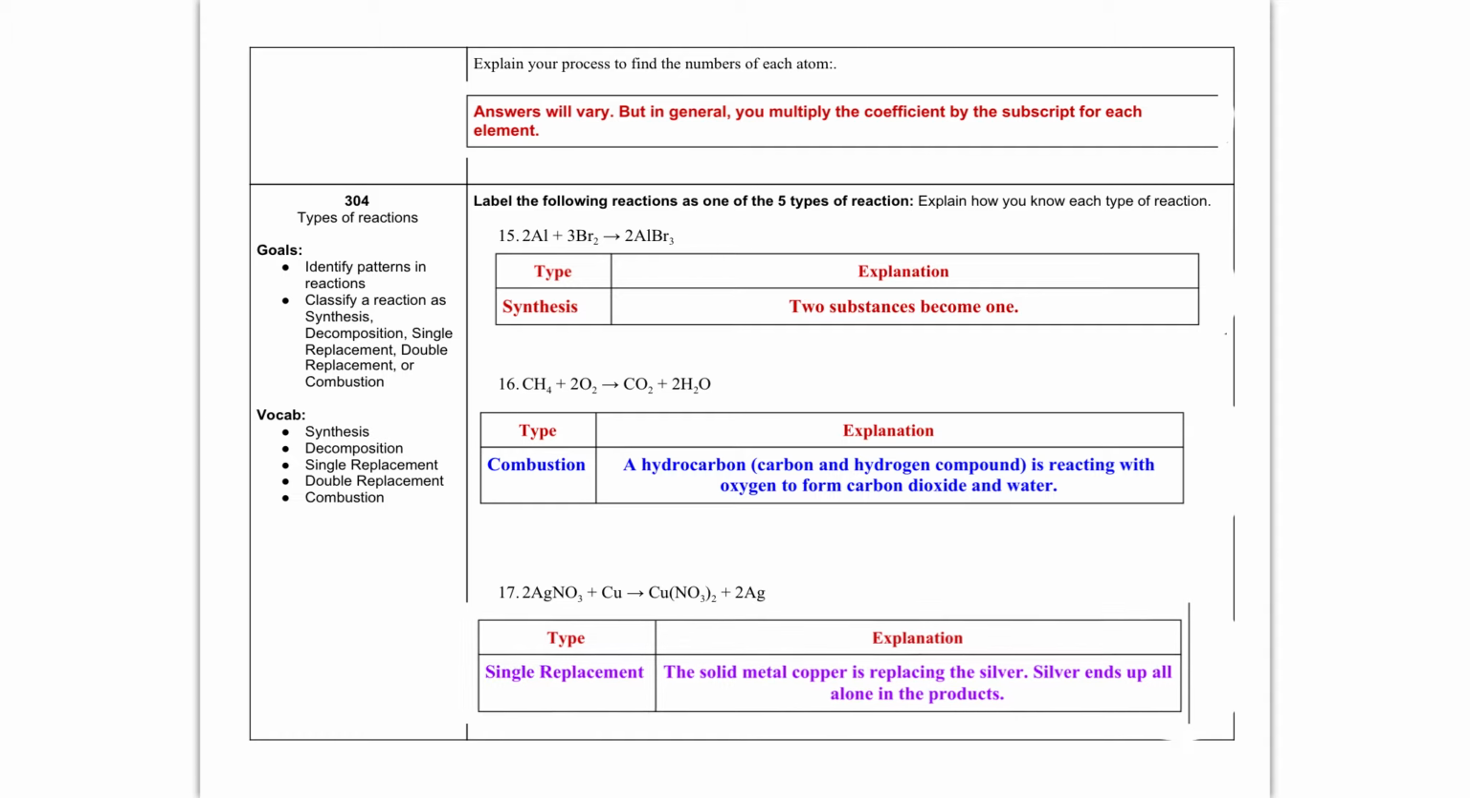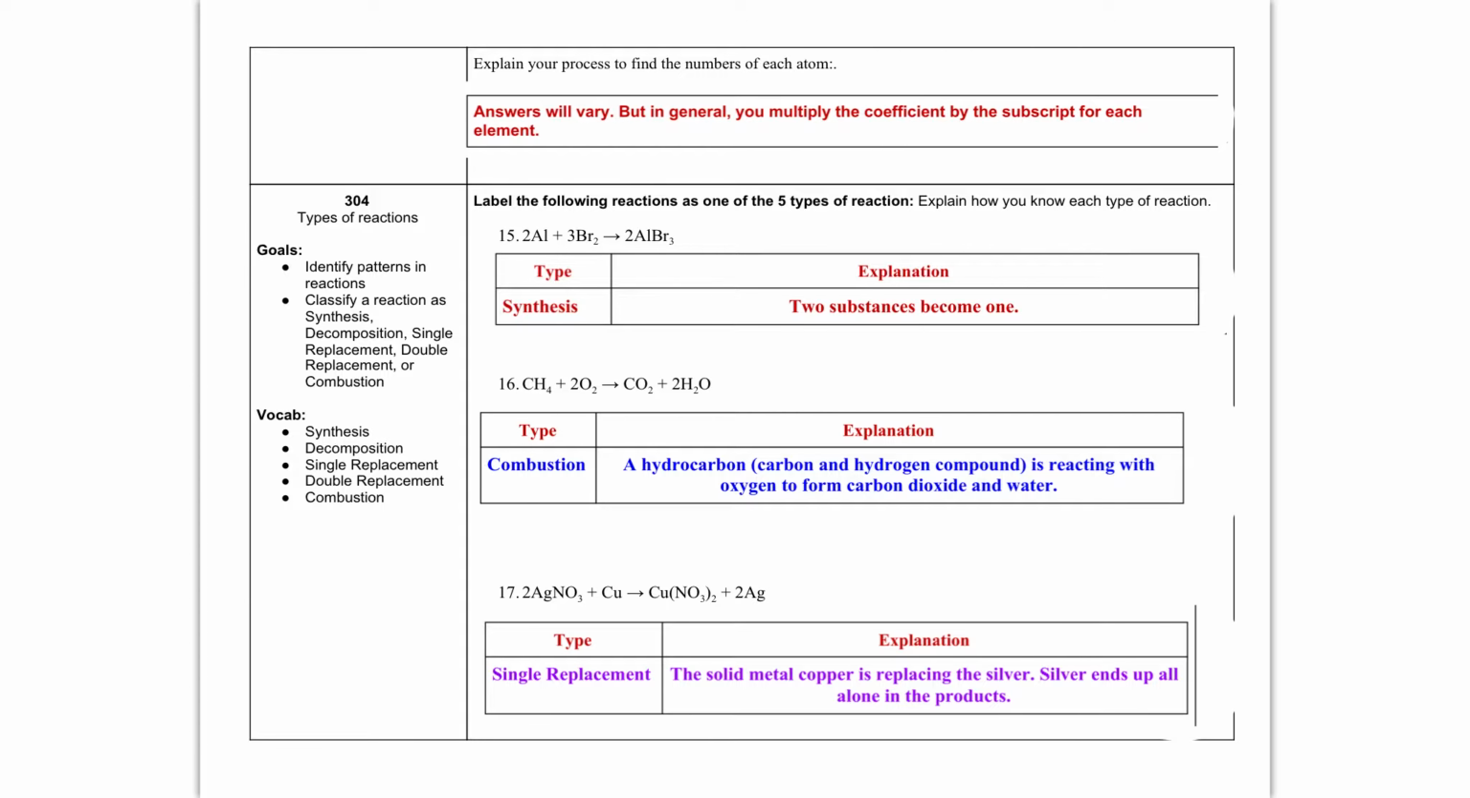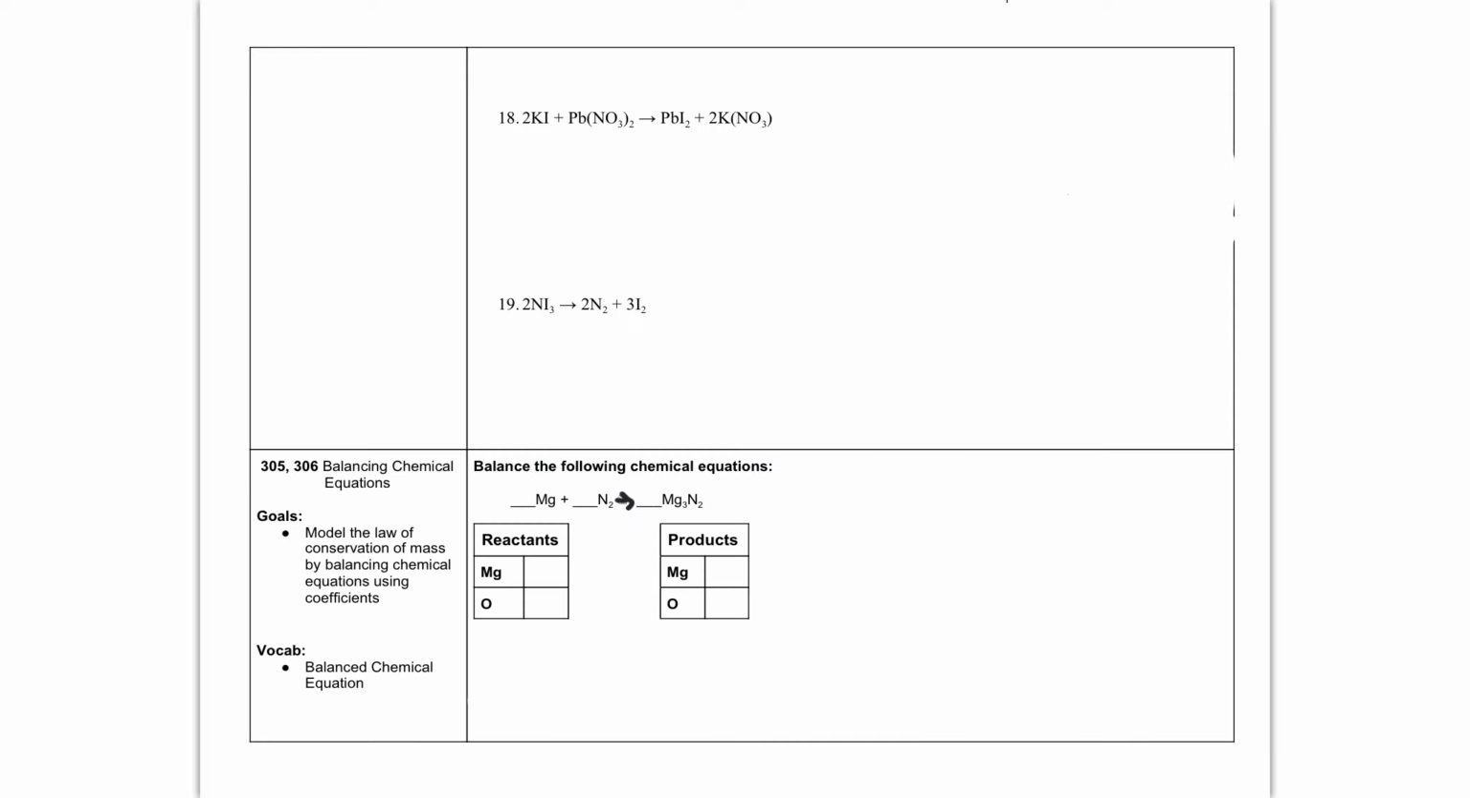The next reaction is a single replacement reaction. I know this because the solid metal right here, copper, replaces the silver, and then the silver here ends up being all alone in its products. So it was basically kicked out of the relationship.